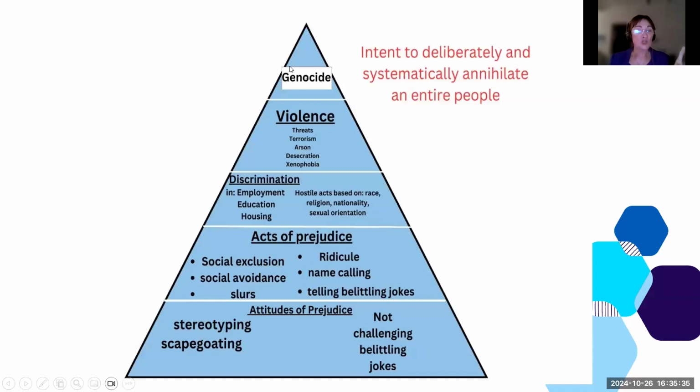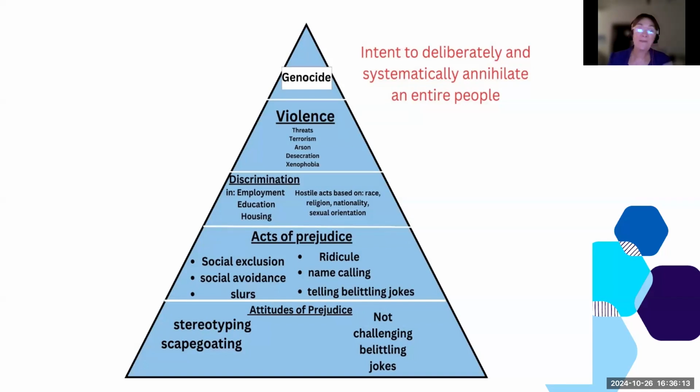Oh, yeah. Because we studied genocide, and some years ago even the Rwandan genocide was on our history syllabus. And this is the pyramid of hate. No group of people wakes up one morning and decides that they want to go and murder a whole lot of people. That doesn't happen. How it happens, there's this pyramid. At the bottom are attitudes of prejudice, like stereotyping and scapegoating and not challenging belittling jokes.